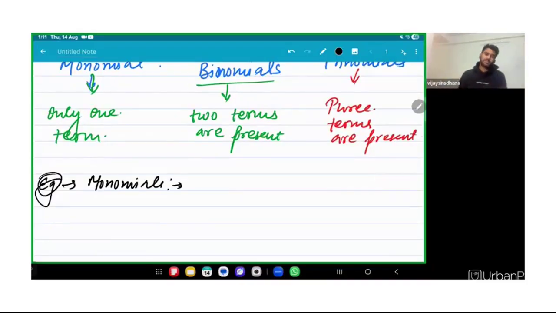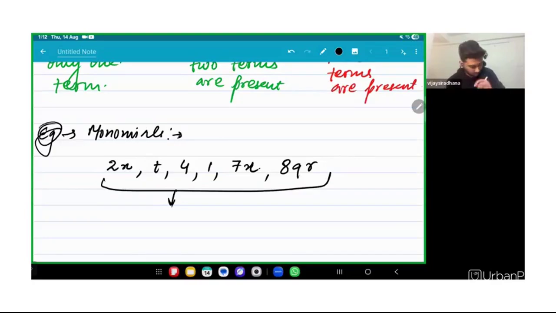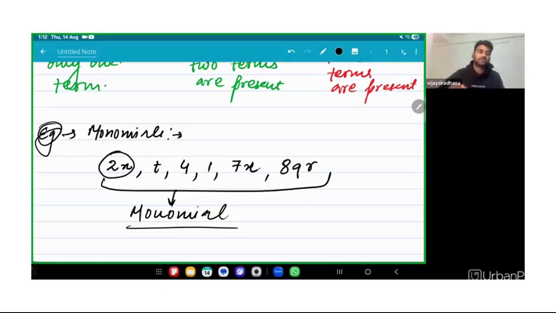Students, suppose I'm giving the question 2x, t, 4, 1, 7x, 8qr. These are all examples of monomial. These are all examples of monomial. Why? Because in this, there is only one term, which is 2x. There is no addition, no subtraction.